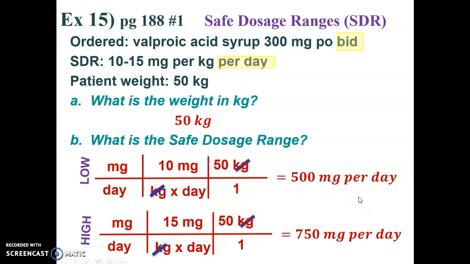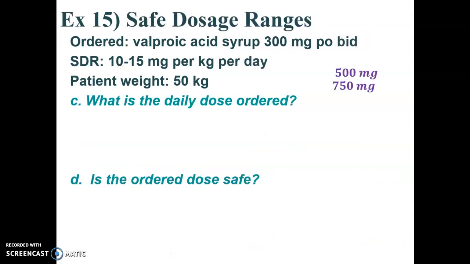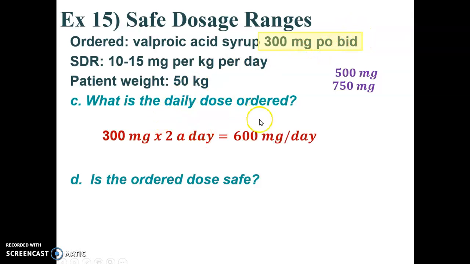All right, looking at the next slide. Part C, what is the daily dose that has been ordered? So our order says that we need to give 300 milligrams by mouth BID. BID means 2 times a day, so that's looking at 600 milligrams per day. Does that fit within our 500 to 750? Yeah, it's safe. We can go ahead and give that one.